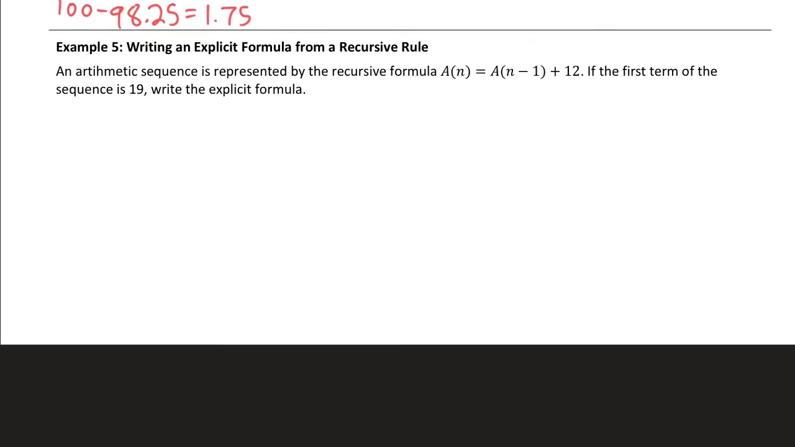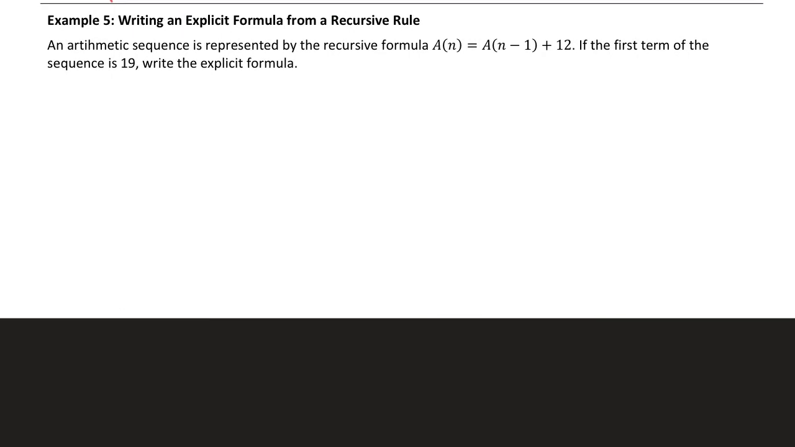Now, example 5 is going to be important because we're translating from a recursive rule to an explicit rule. It says an arithmetic sequence is represented by the recursive formula a of n, so the nth term, is the last term plus 12. That's what this means in words: take the last term and add 12. If the first term is 19, write the explicit formula.